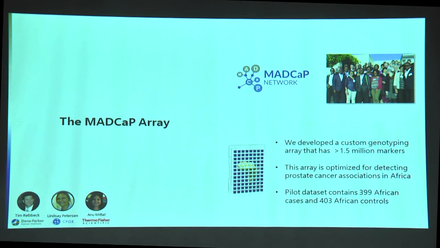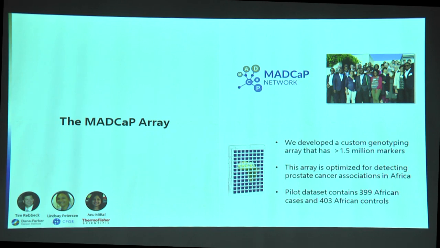But if we use any off-the-shelf array, we're going to have some problems. If we use the H3 Africa array, it's not going to be great for cancer studies. If we use the OncoArray array, it's not going to be great for African populations. So what we ended up doing is we designed a custom genotyping array that works well for the study populations we're looking at and for the disease that we care about, which is prostate cancer. The array actually will work pretty well for other cancers, but it's optimized for this one disease.